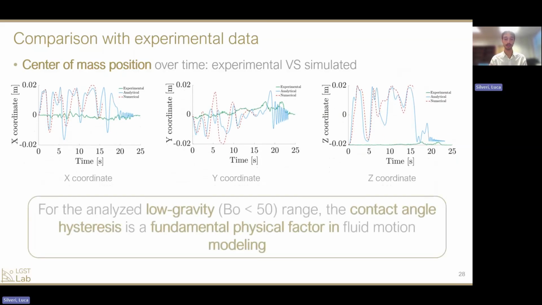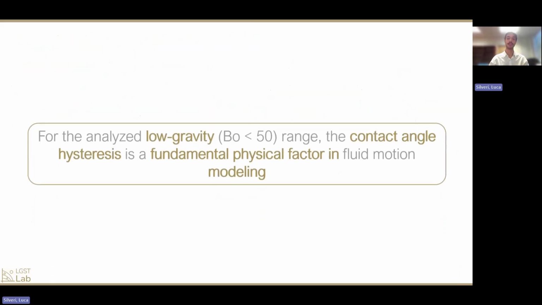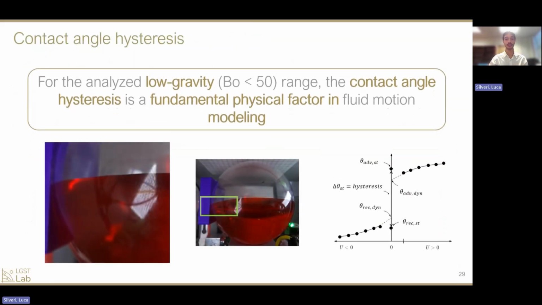So we can conclude that for the analyzed low gravity range, the contact angle hysteresis is a fundamental physical factor in fluid motion modeling. The contact angle hysteresis denotes the property of the fluid, of the contact angle being able to vary with the contact line remaining still. As you can see on the left, the contact angle, the angle between the fluid and the walls, changes, but the contact line remains in the same point on the wall. And this is sketched also on the right.